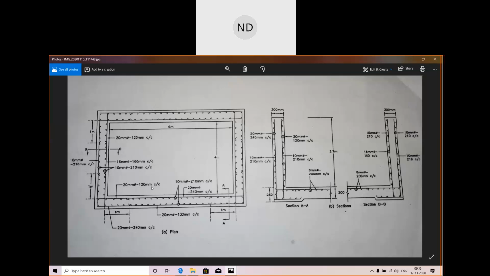Once you design the longer and shorter walls and the base slab of the rectangular tank, when you see this diagram you will understand which one you have designed, how much spacing you have given, and how much area of steel you have provided. You can check this figure also and understand which part was what, and how much you have provided for this support, 1 meter.